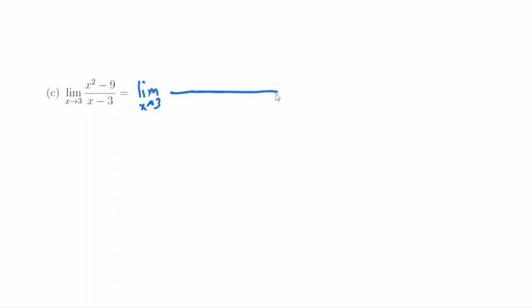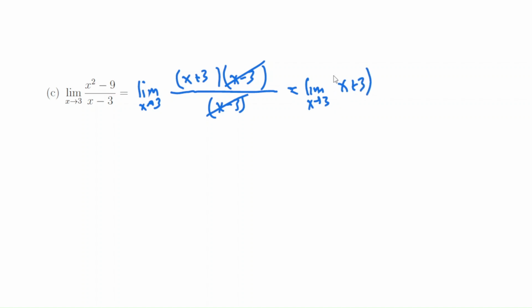Well, a difference of squares is going to factor. And the way that x squared minus 9 factors is x plus 3 times x minus 3. Okay, and we have x minus 3 in the denominator. So again, we can divide out these x minus 3's, and what we end up with is limit as x approaches 3 of x plus 3. And what that equals is 3 plus 3, which is 6.